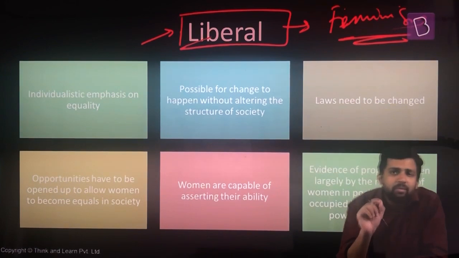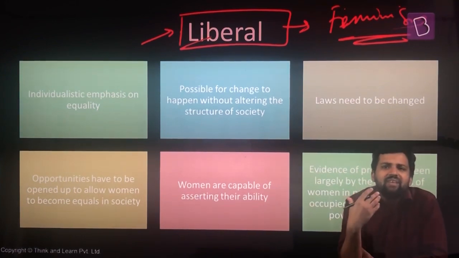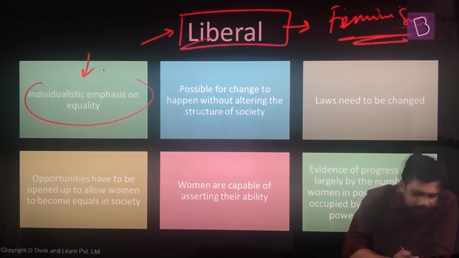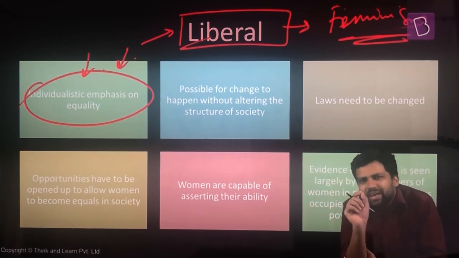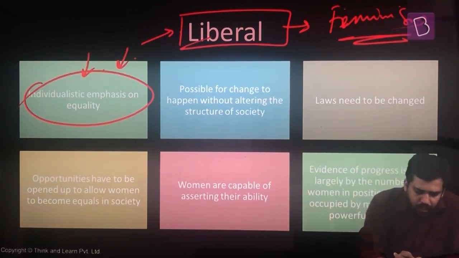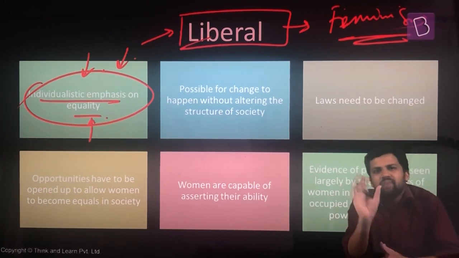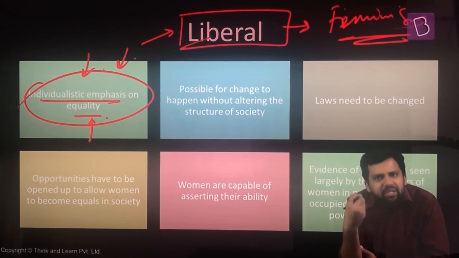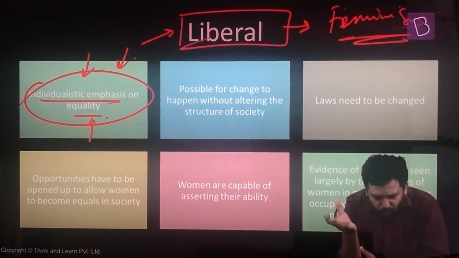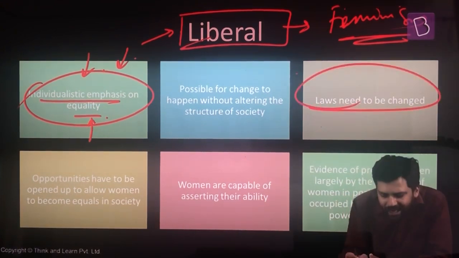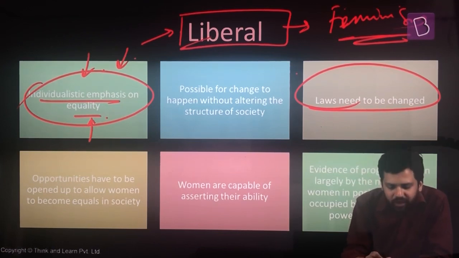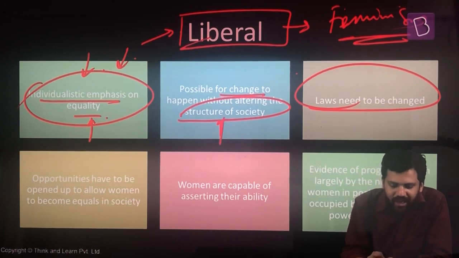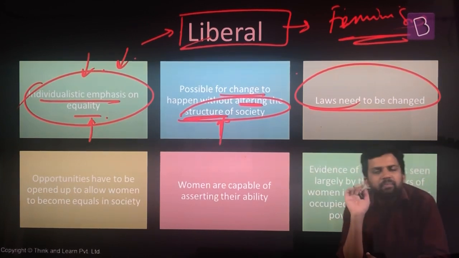Now, liberal feminism does not believe that we need to change the entire system. It says that we can focus on individuals. So, an individualistic emphasis on equality is there. They feel that there can be changes in law, there can be changes in policy, and with the help of the laws and policies, we can bring about change. We don't need to alter the structure of the entire society. This thing is not required.